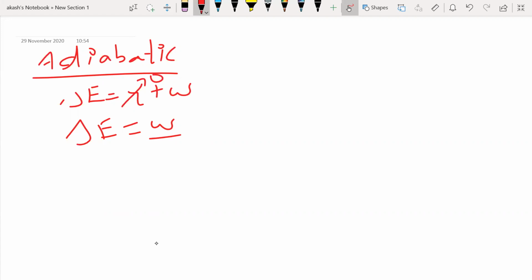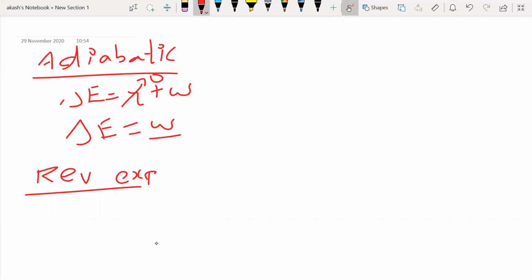But if I go for adiabatic reversible expansion of an ideal gas, there is a big derivation, but you don't have to know the derivation. You just have to know the formulas. I don't want to waste time deriving it, so I'll directly give you the formula.